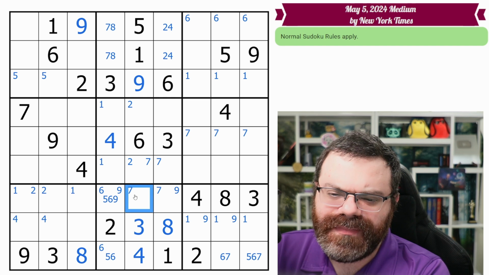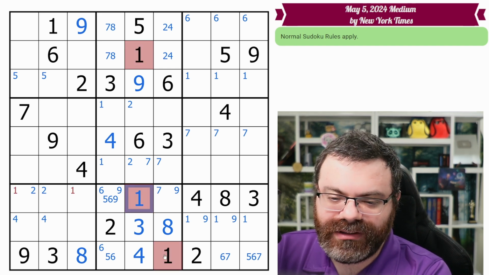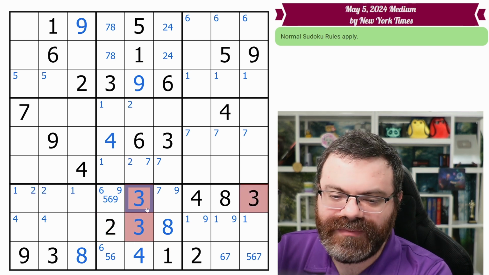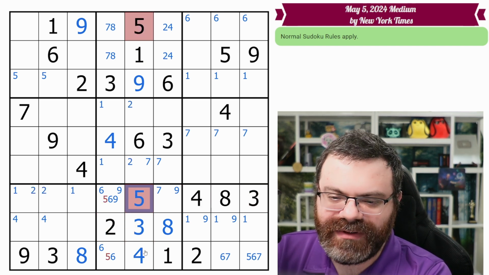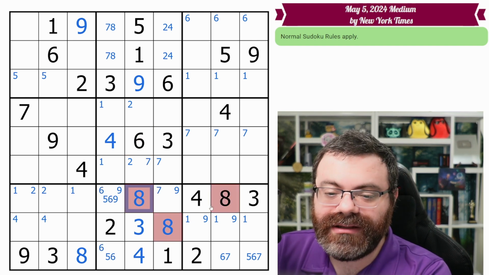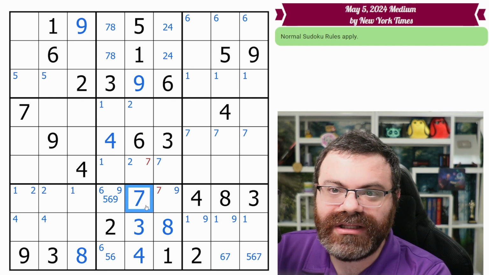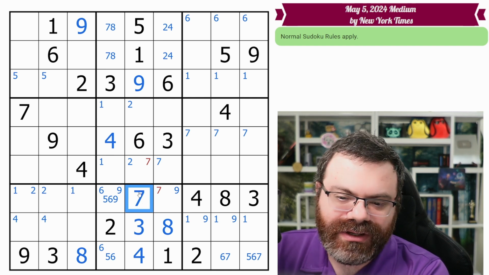And the answer is, this cell needs to have a value. It cannot be 1. Look, it conflicts with all these 1s. It can't be 2. It conflicts with this 2. Cannot be 3. Cannot be 4. Cannot be 5. Cannot be 6. It could be a 7. Cannot be 8. Cannot be 9. There was only one digit it can be, so it must be, because we're not going to leave any cells empty. So it is a 7.